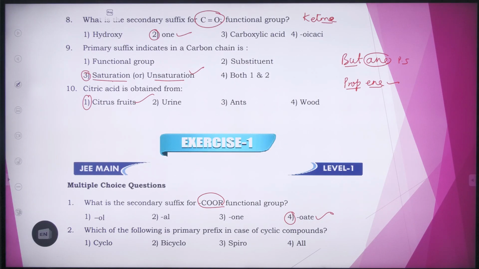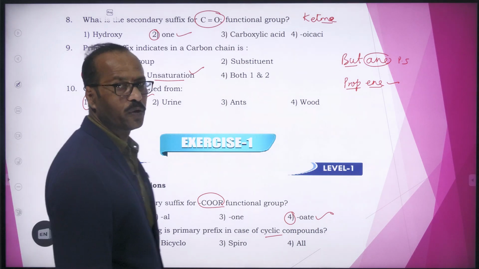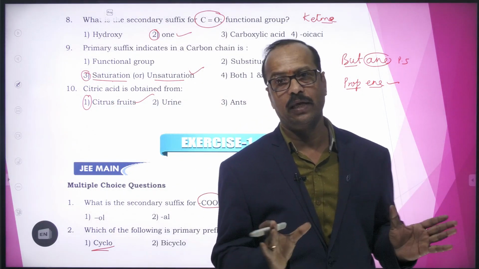Now, which of the following is the primary suffix in case of cyclic compounds? Primary, that is cyclo. What is cyclo? If it is cyclic, that's called what? Cyclo, right? Cyclo.